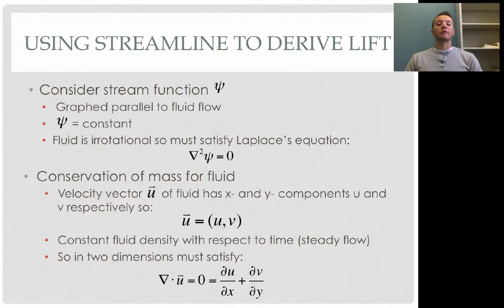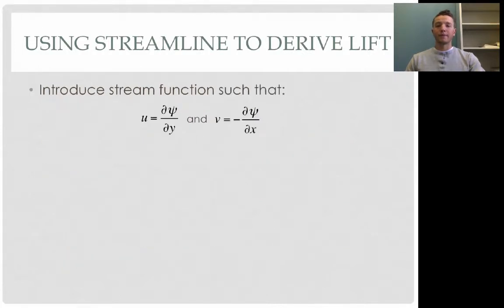The constant fluid density with respect to time is where we get our steady flow. Again, this fluid density is not going to change with time. So in 2 dimensions, we must satisfy the equation del dotted with u is equal to 0, or the partial of u with respect to x plus the partial of v with respect to y is equal to 0.